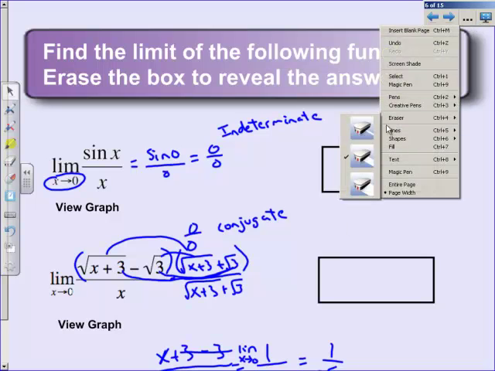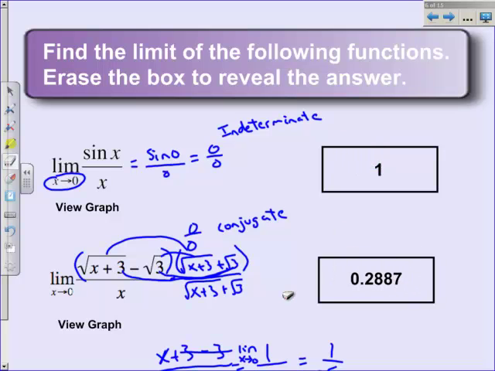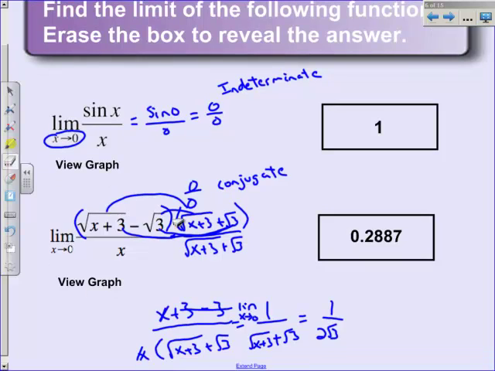Got the decimal in here. And it's 0.2887, which if you do 1 over 2 square roots of 3, that's what you're going to get.